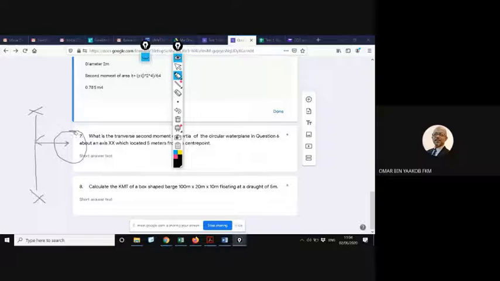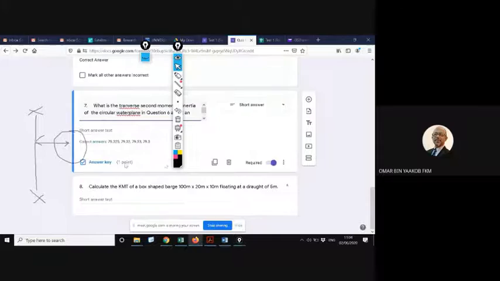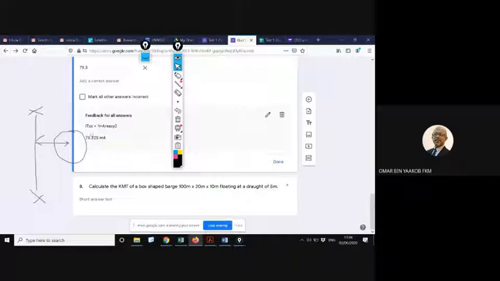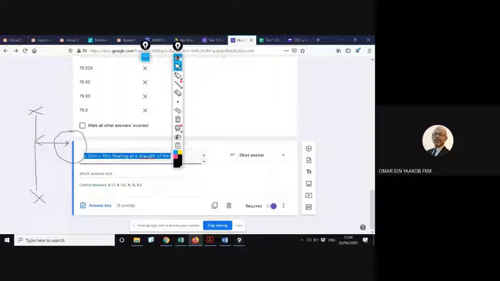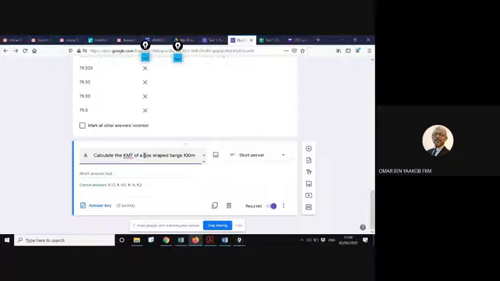So ITXX is IT, the original IT about the centroid, plus area times y squared, where y is 5, so 5 squared. So that's the equation. And finally, this one is similar to the exercise that we've seen in the notes just now, to calculate the KMT of a box.